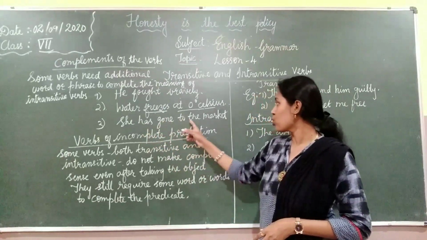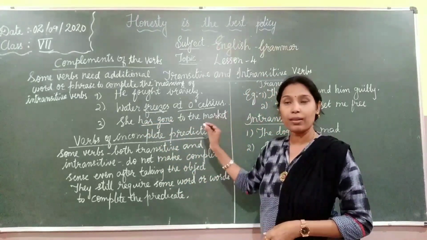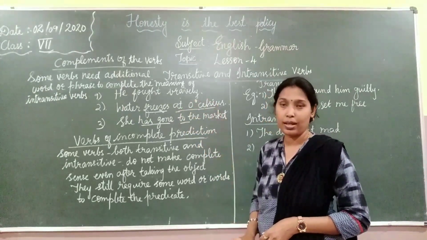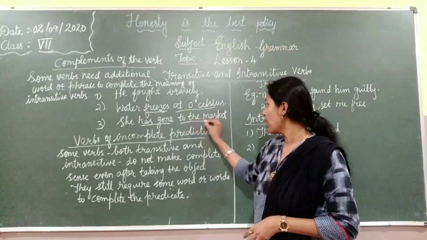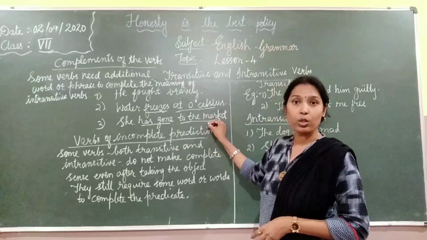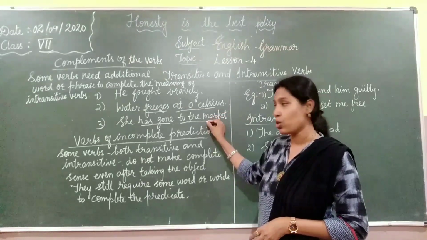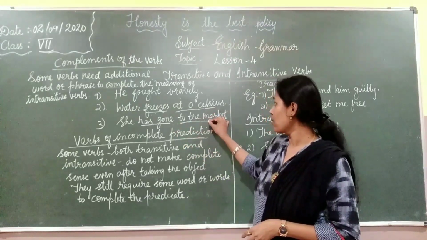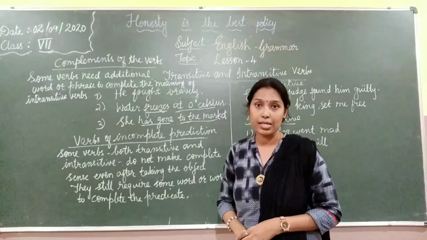She has gone to the market. What is the verb here? Has gone, right? To the market. Don't think that this is the object. This is prepositional phrases. Preposition to, at, is there to complete the meaning, okay, of intransitive verb. So this is an intransitive verb. This is not transitive verb. After gone there is no object. These are prepositional phrases used to complete the meaning for intransitive verbs. Okay, so prepositional phrases and adverb phrases are used to complete the meaning of intransitive verbs.